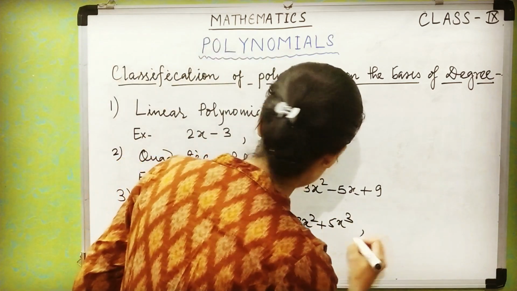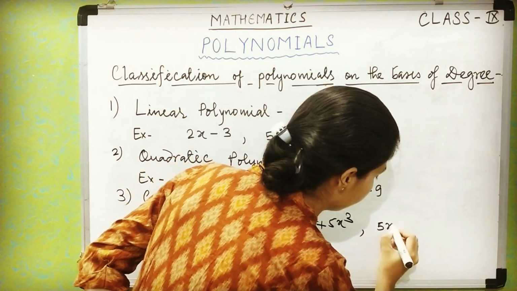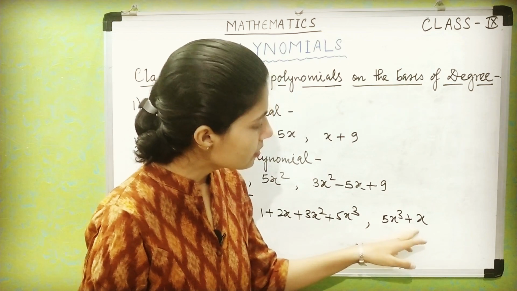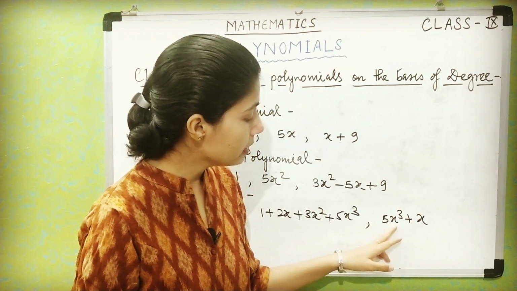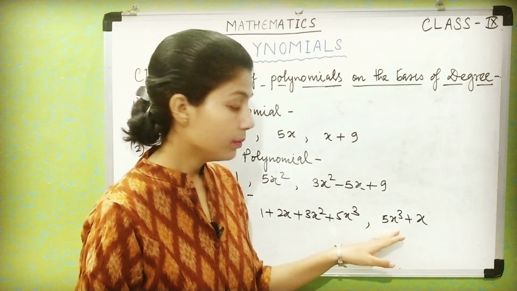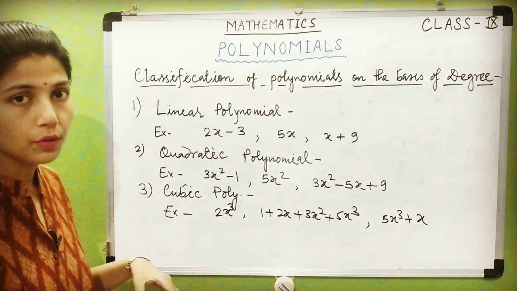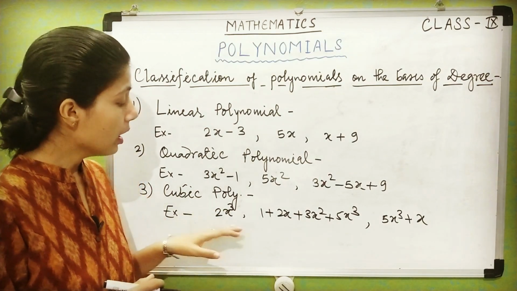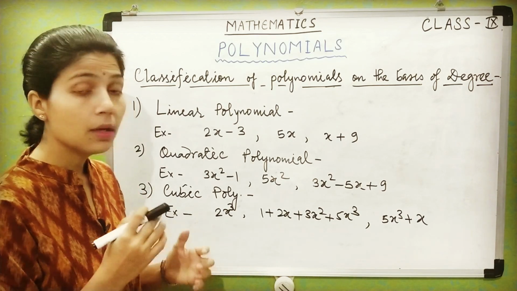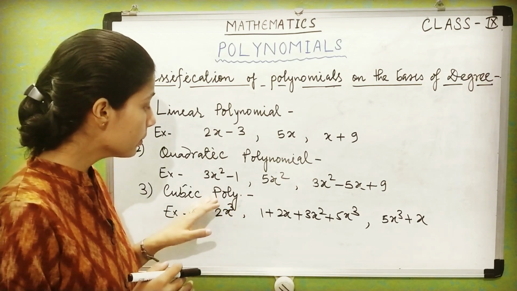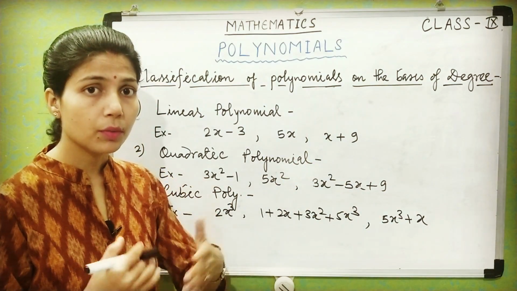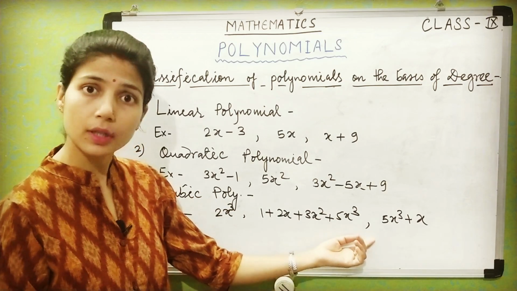Next, if I take 5x cube plus 3, here the highest power of the variable, that is x, is 3. So its degree is 3, meaning it will be a cubic polynomial. So if any polynomial has degree 3, it will be a cubic polynomial. And the maximum number of terms in a cubic polynomial will be 4. Why? Because its degree is 3, so the number of terms at most can be 3 plus 1, that is 4.